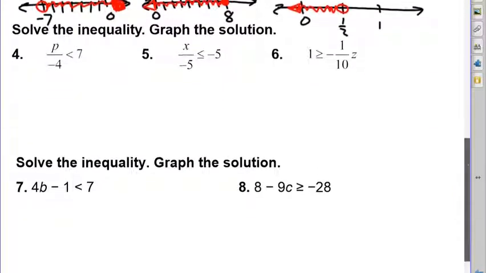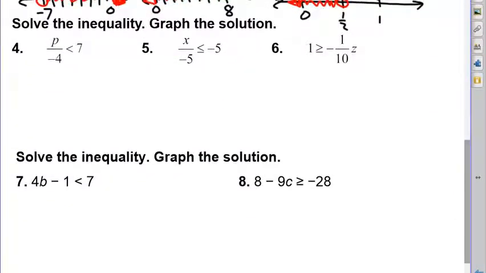Problem number 4, same directions, more basic inequalities. However, this time we're seeing multiplication and division, and some of them are going to involve multiplying or dividing by a negative. Starting off in number 4, p divided by -4 is less than 7. We'll multiply both sides by -4 to get p by itself. And that leaves us with p.